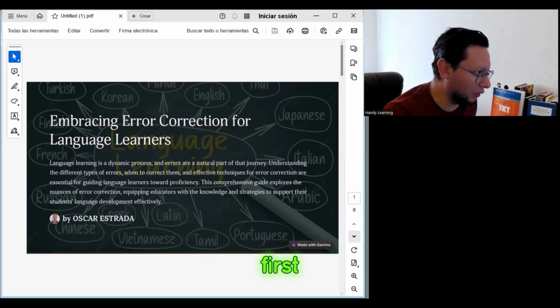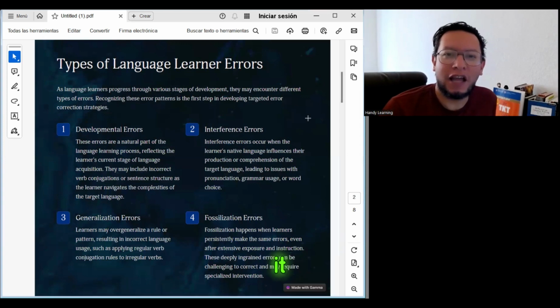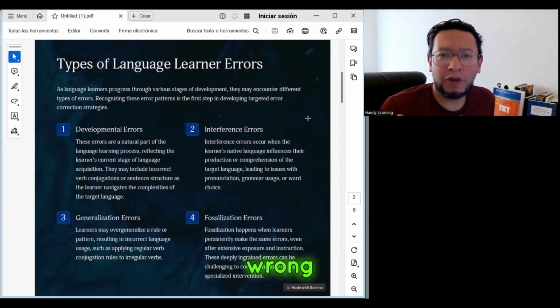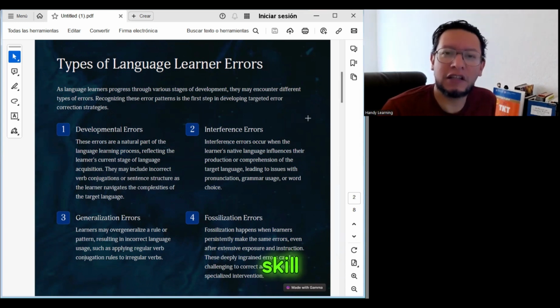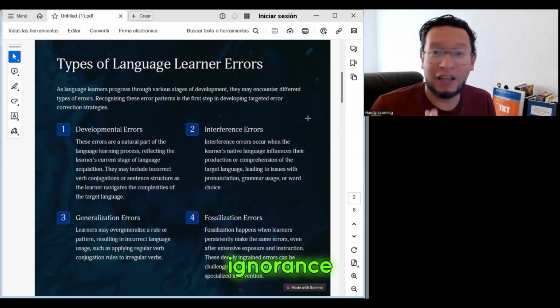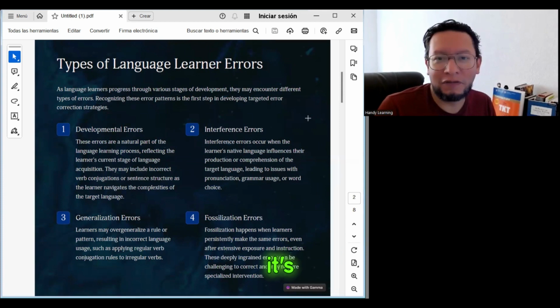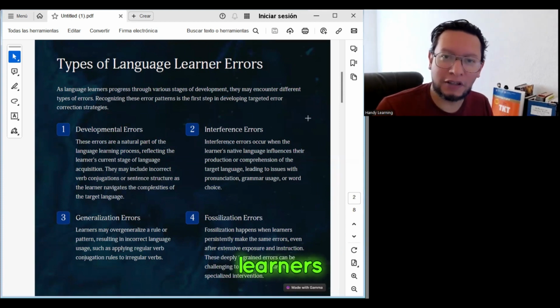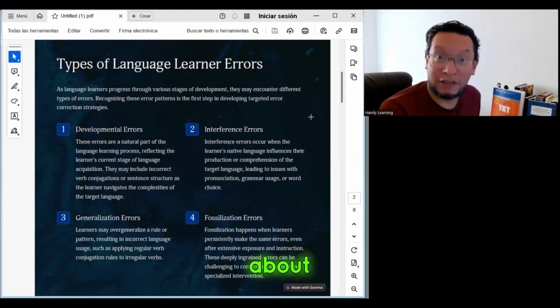So let's understand, first of all, an error. I have to define it as the wrong production of a language in any of the skills that is ignored by the learner. This is something important because it is not the same with a mistake. The error is completely ignored. I mean, it comes out of ignorance. Ignorance is not something wrong. It's the fact that you don't know something. So when we have learners, they don't know about the language. They don't know vocabulary. They don't know structures. And it's common, it's logical, they will make an error. They will commit errors. So let's talk about the types of errors.